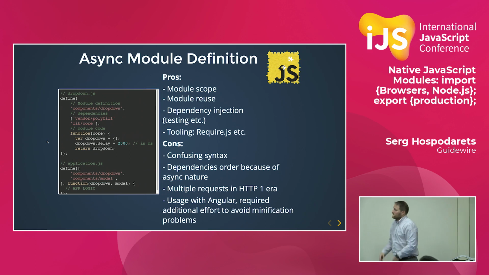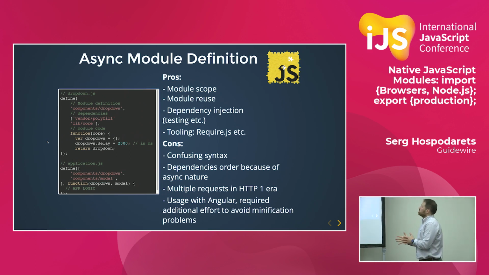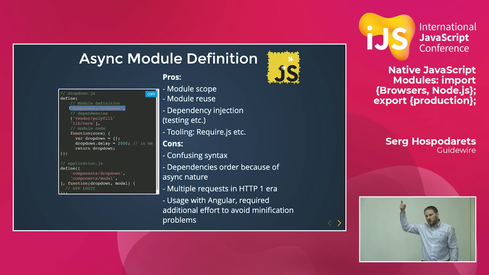The second attempt, which is actually the first kind of modules attempt, was AMD, Async Module Definition. It provides you module scope. You wrap your module in a construction like define, say what the name of your module is, and then put the functionality of the module. After that, in another place, you can use the same define construction and say, here are the dependencies of my module. It's crappy, I will explain.